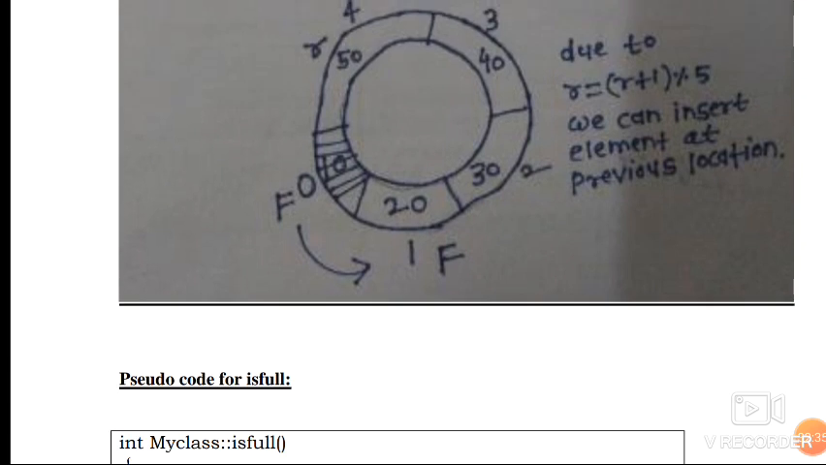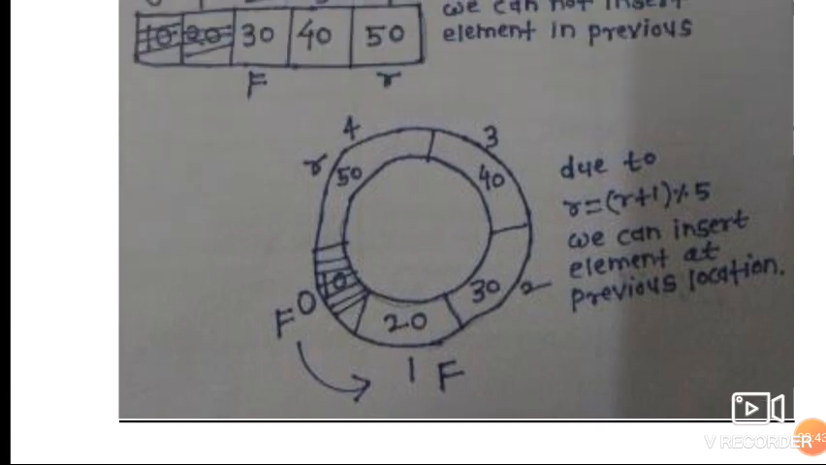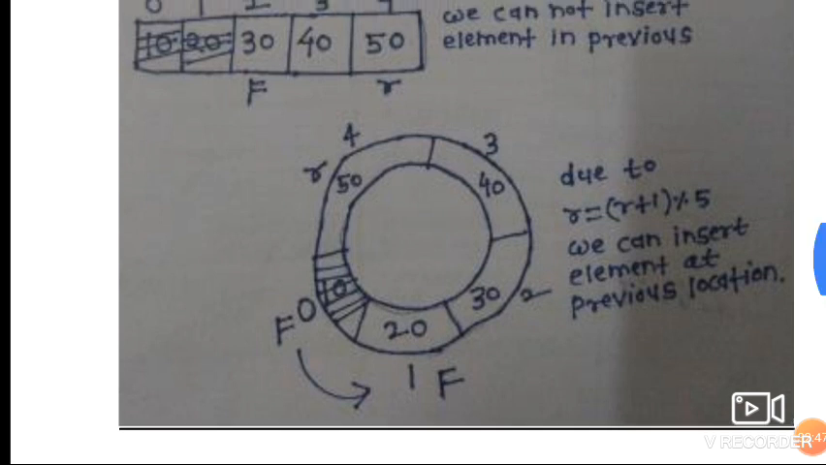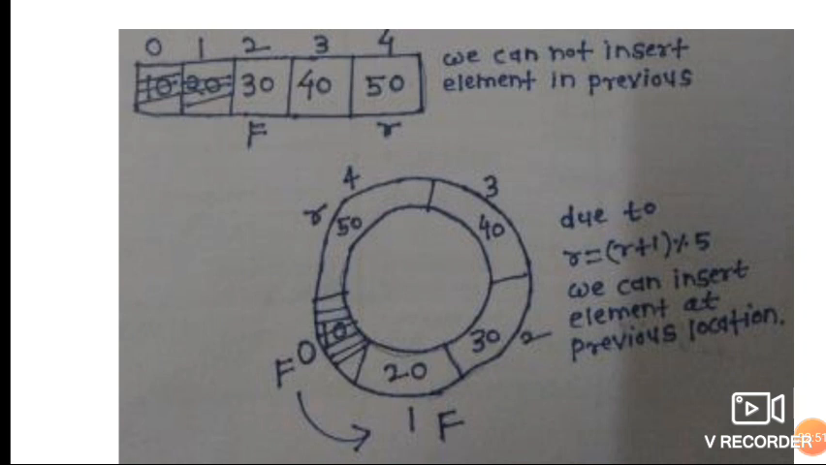So in this way we can insert an element at a previous location, which is absolutely not possible in a linear queue. We can say that the drawback of linear queue is overcome by the use of circular queue. In linear queue we increment the value of front and rear linearly, like front equal to front plus 1, rear equal to rear plus 1. But in circular queue, I have an updated formula: front equal to front plus 1 mod size. Here I have taken the size 5, therefore my formula becomes front equal to front plus 1 mod 5, rear equal to rear plus 1 mod 5.